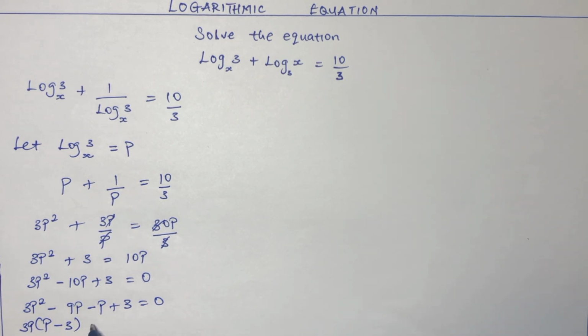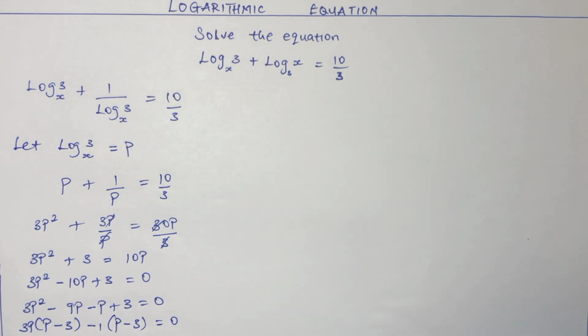And in this case, -1 is common. So we have -1, then for p we'll have p, and for 3 we'll have -3. So that when -1 multiplies -3, it will give us +3. So this is the point where we are now.